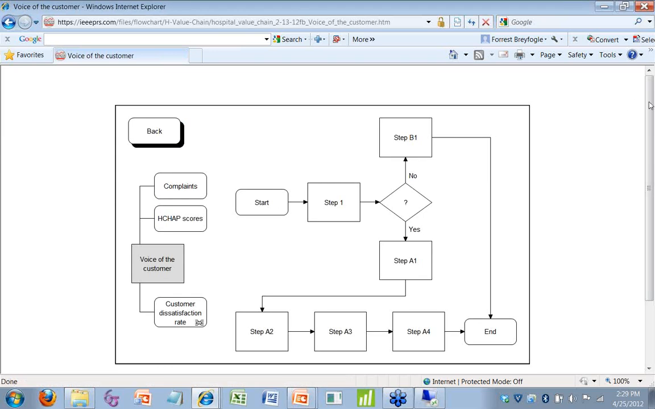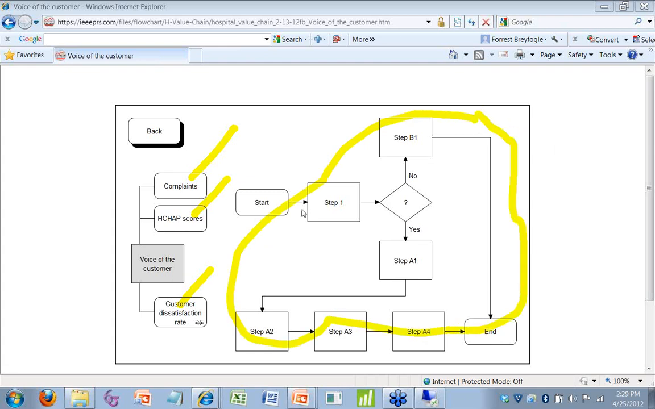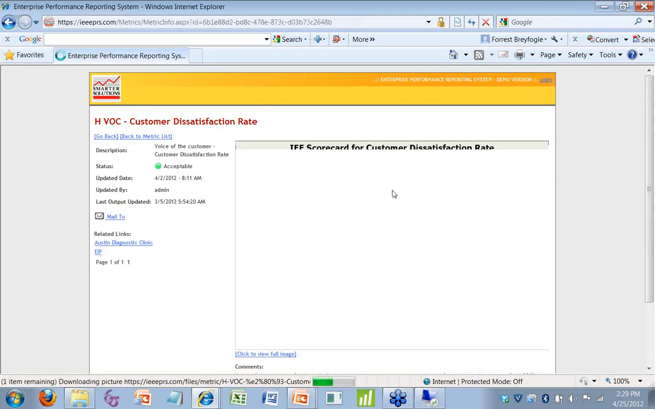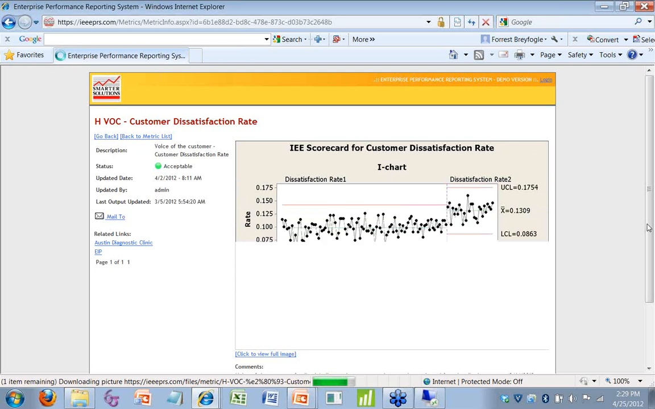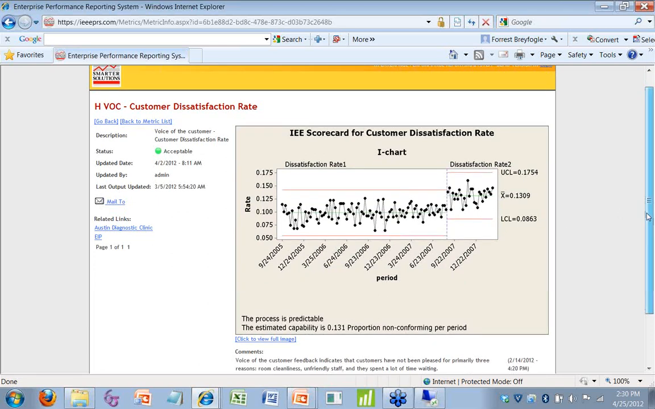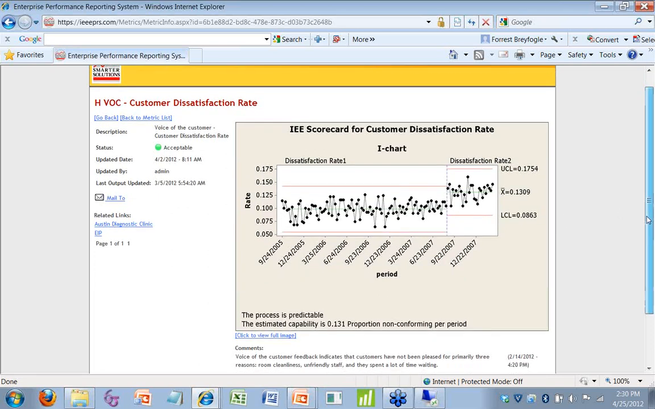Now these are the metrics we're having for this. So you're looking at complaints, the scores here, customer dissatisfaction. Okay, so if we click on customer dissatisfaction, and notice here we've got, again, our process over here that's related to this. So again, we're linking Y as a function of X. So now if we click on customer dissatisfaction, okay, so what we see is our dissatisfaction went up. Well, that's not good.